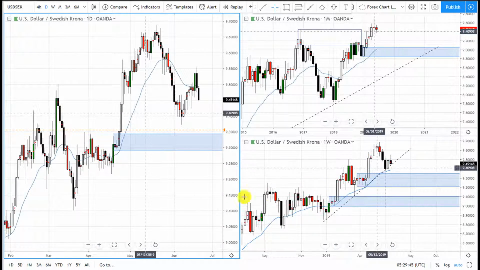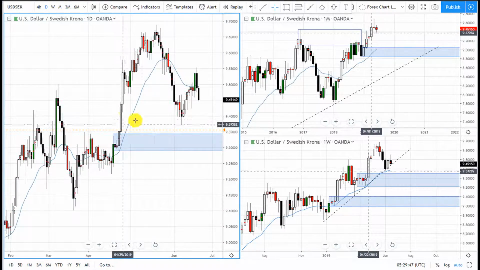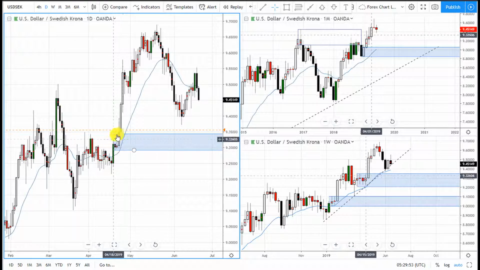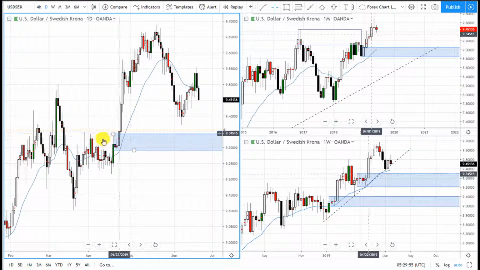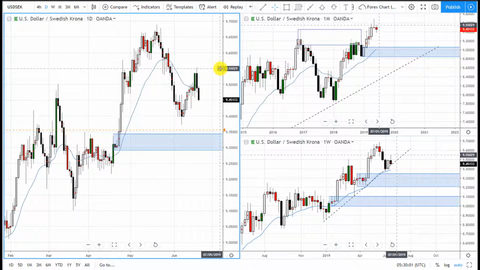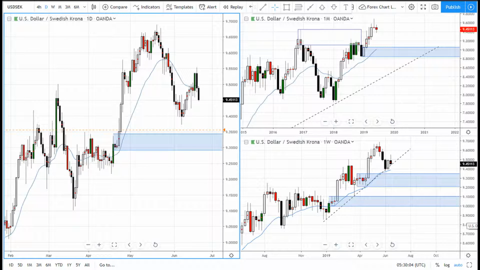This is still an uptrend, and this demand zone is not an uptrend anymore, but this is a nice and fresh level of demand that hasn't been tested or anything. So if price drops down here, it could look to make a move up again. And that is the analysis on US dollar versus the Swedish krona.